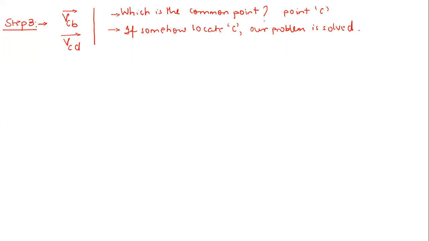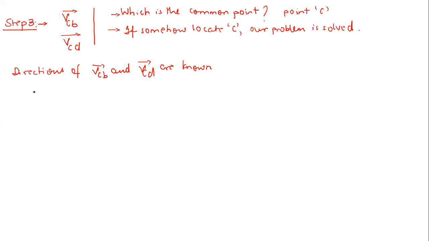Now, how to locate this point C? For that, a very important thing I'm going to mention here, just keep this in mind: the directions of the VCB vector and the VCD vector are known. We don't know the magnitude of this VCB vector or of this VCD vector, but fortunately, we are aware of their direction.